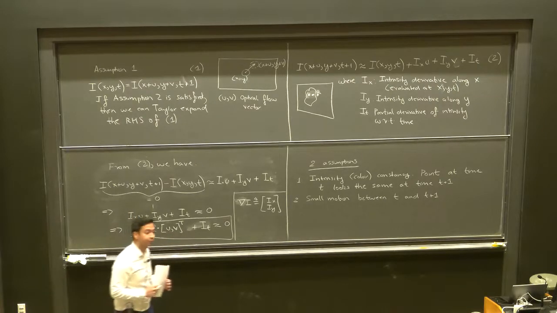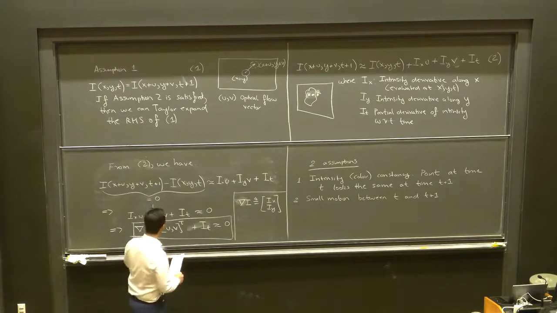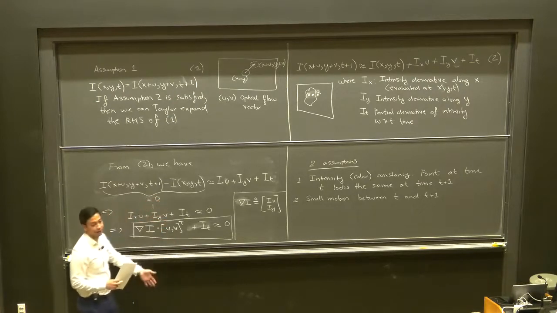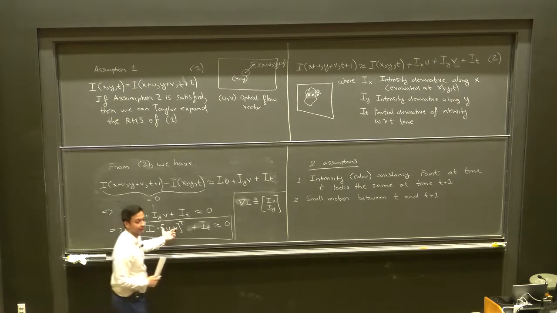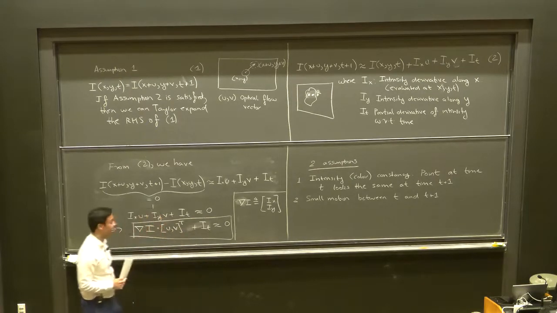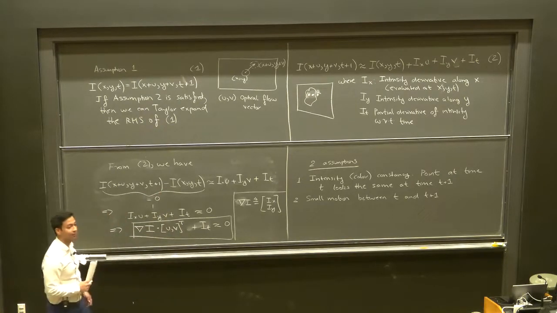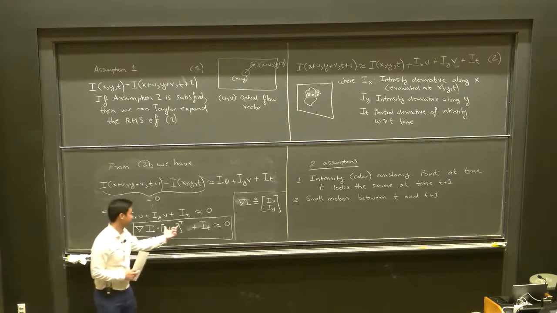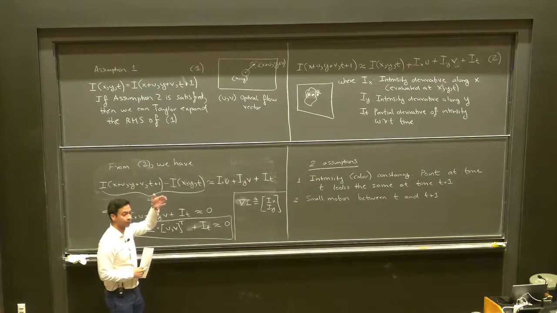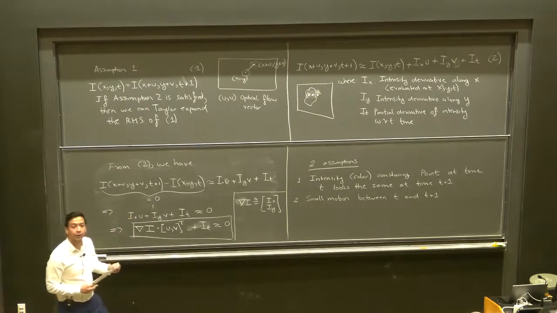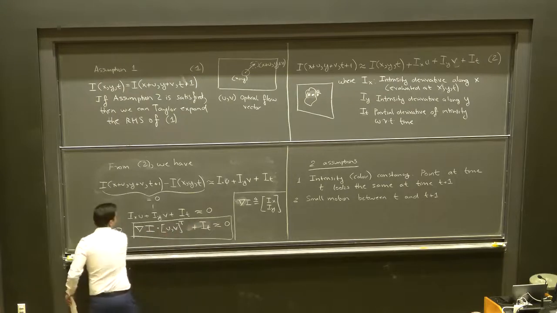Question? Why do we have the transpose? I was thinking of this as a column vector. It doesn't matter, it's just a column vector. I wrote it as a row vector, but I want it to be a column vector. It's not super important. It's just the two-dimensional vector with components u and v. Good. Other questions?